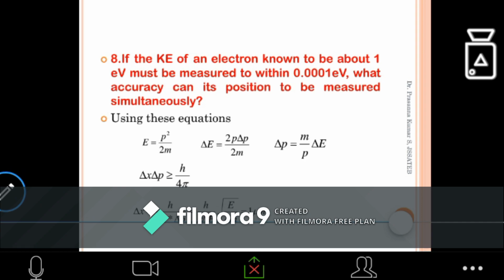Kinetic energy is equal to 1 electron volt, that is equal to 1.602 into 10 to the power minus 19. You take E is equal to 1.602 into 10 to the power minus 19.